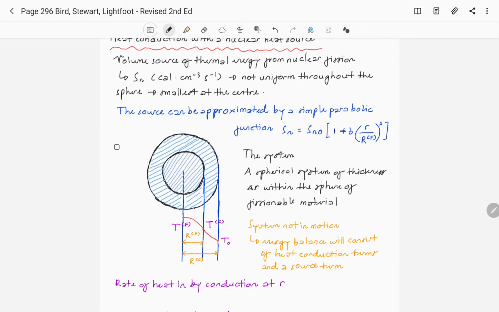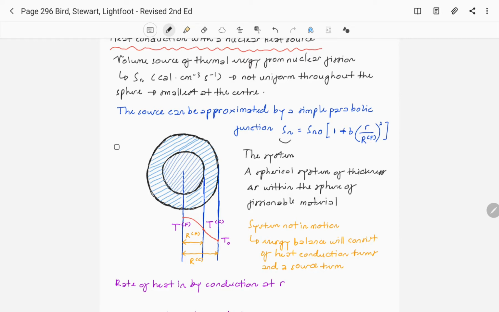This sphere is surrounded by a spherical shell of aluminum cladding with outer radius RC. So the outer sphere in here is an aluminum cladding. Inside the fuel element, fission fragments are produced that have very high kinetic energies. Collisions between these fragments and the atoms of the fissionable material provide the major source of thermal energy in the reactor. Such a volume source of thermal energy resulting from nuclear fission is called Sn.